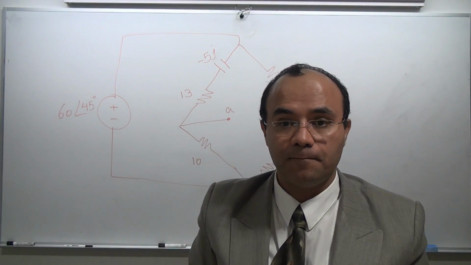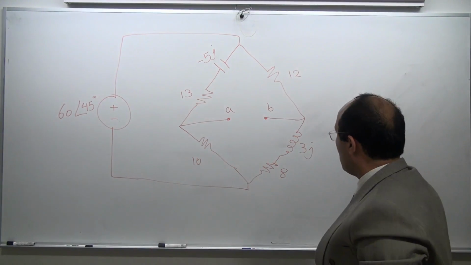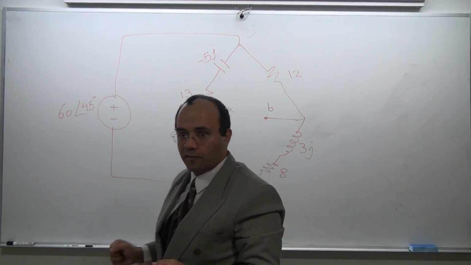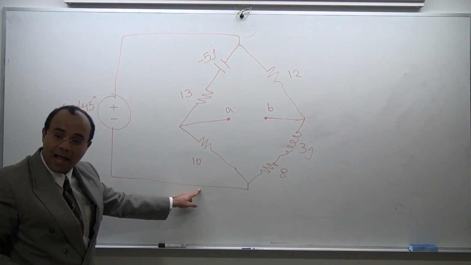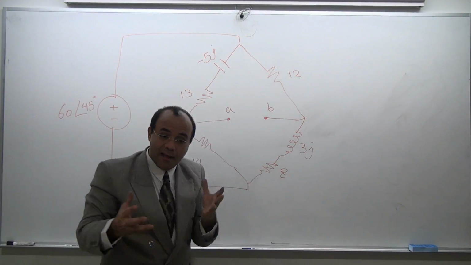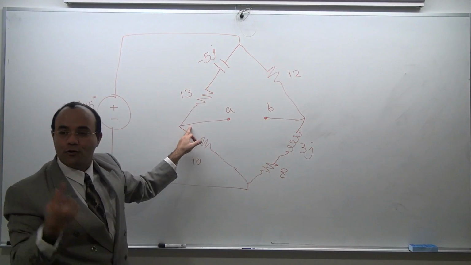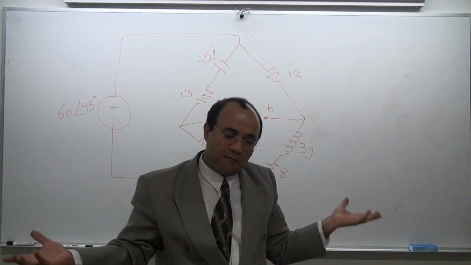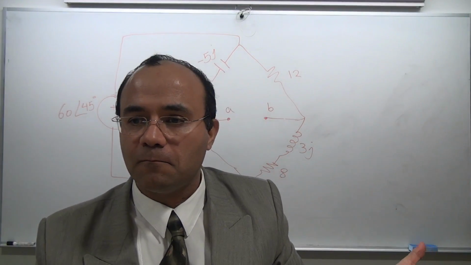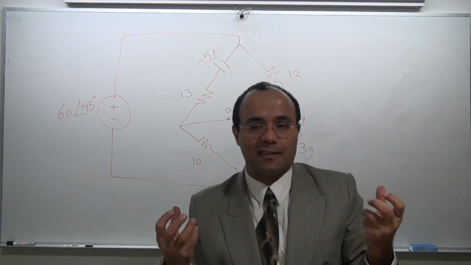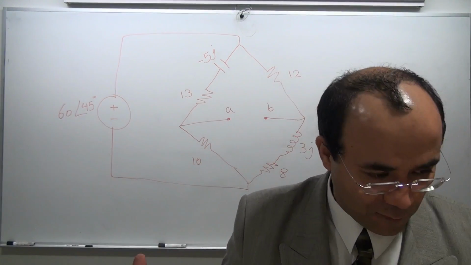That's doable, right? I want to find VAB. Because I have a voltage source, if I assume this to be my ground, I know what this voltage is. If I have that voltage, all I have to do is one nodal to get VA, one nodal to get VB, and VAB is VA minus VB, right? So you see, you need to devise that strategy. If you do, it's fine.